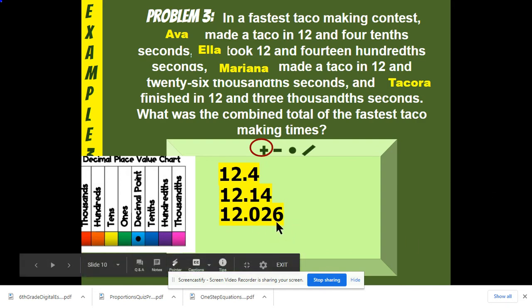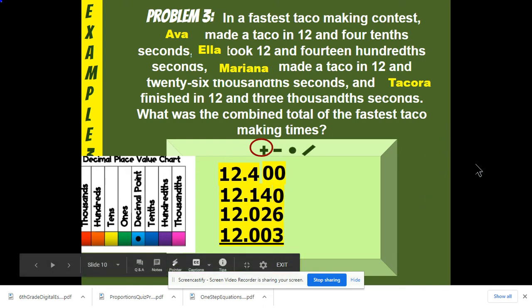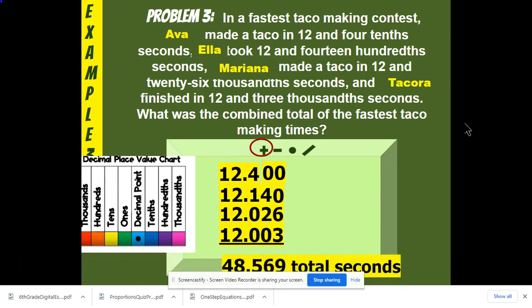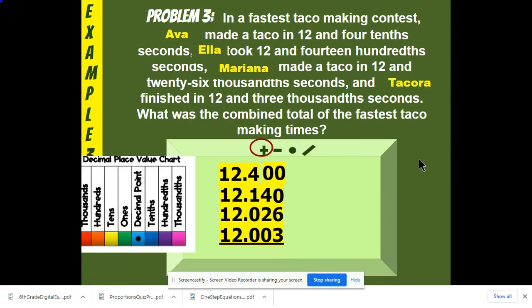Okay, notice that 0. I had to get the 6 to the thousandths. And then Takora, 12 and 3 thousandths. 2 zeros annexed here. Now, when I go to add them, I've lined up my decimal point, and I can add some zeros in where there's nothing, just so I don't miss anything and I line everything up correctly. And I just add it, put my decimal where it is, and the total was almost 49 seconds, so less than a minute for all of them.